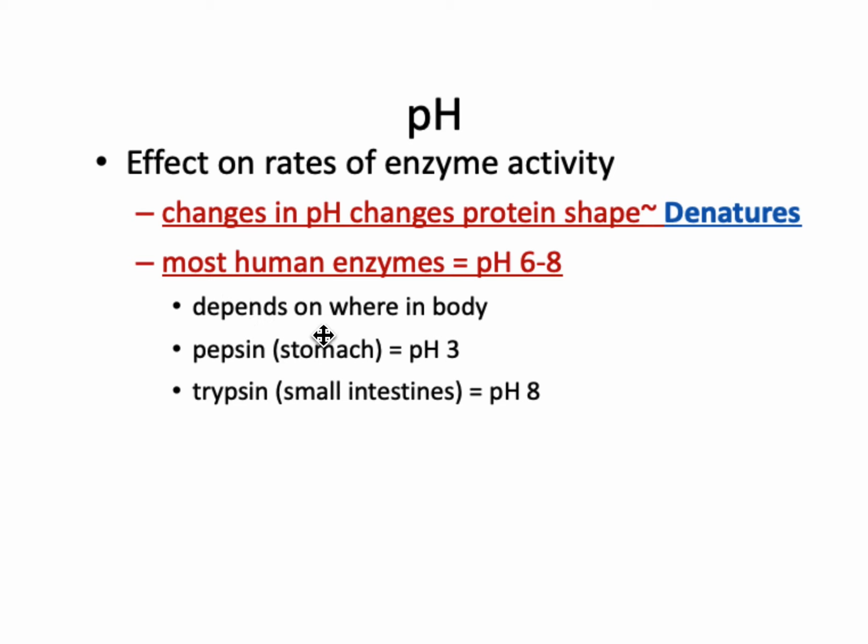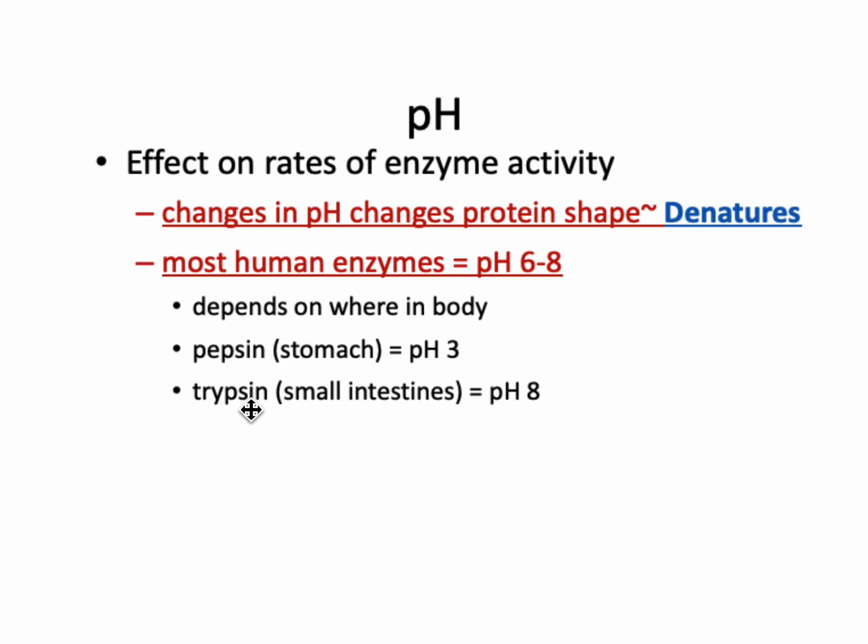Now, there are parts of our body that have a really low pH, which means it's a strong acid, like our stomach. Our stomach acid is very strong, so the pH is really low. Well, there's an enzyme in your stomach, pepsin, that works at a really low pH. But if I put this pepsin in a normal pH, that pepsin will stop working.